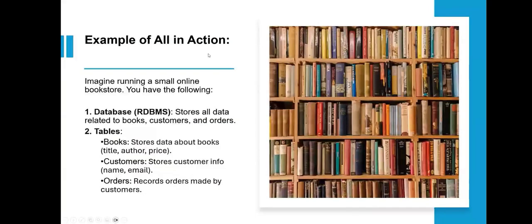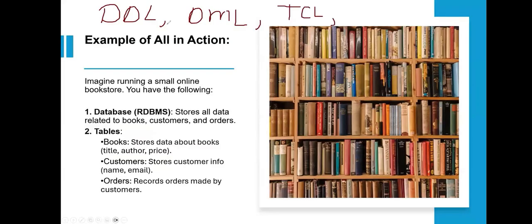Okay. So now we will understand using this particular example how in a small online bookstore we can deal with DDL, DML, TCL, and what was the fourth one? Can anyone quickly tell me? DCL. Okay. So now can you guys in the chat box, anyone quickly give me the definition of all of these 4?